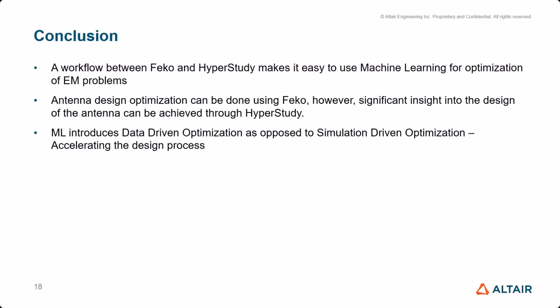Antenna design optimization can of course be done using FICO. However, if you wanted to know more insight into the design of the antenna, that can be achieved using HyperStudy. And machine learning introduces data-driven optimization as opposed to simulation-driven optimization, which accelerates the whole design process. That also accelerates the optimization runtime that would be required to run a simulation model versus just a data-driven optimization model. So yeah, that's it from my side.